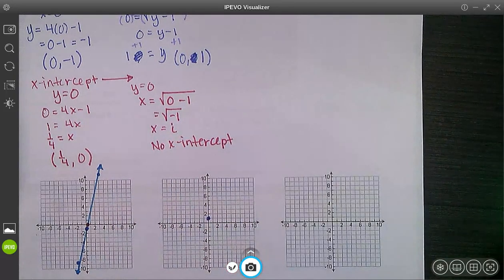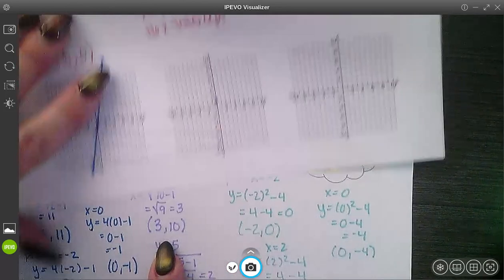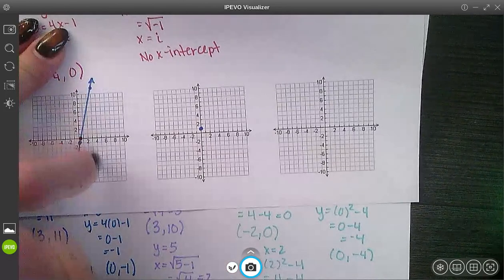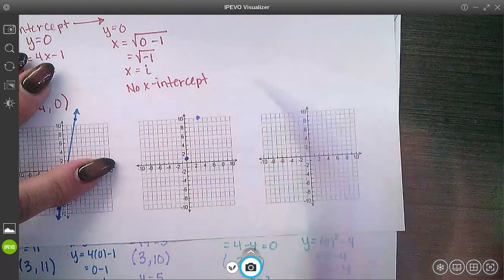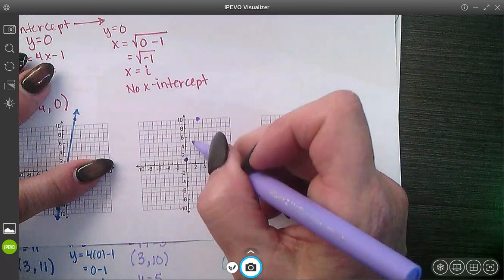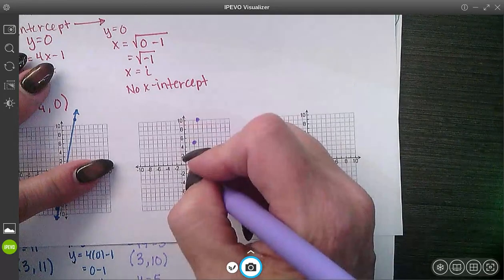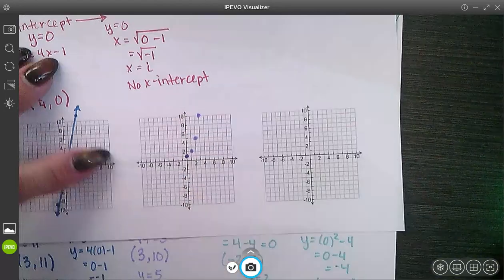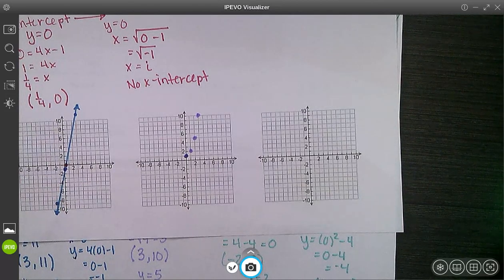Good thing I had some extra ordered pairs from my other page that I can plot. So I'm going to plot (3, 10) on my graph. So go over 3, up 10, put a point. And then (2, 5) is another one. Over 2, up 5. And (1, 2). Okay. I can't put any values that are smaller than 1 in there because I would get those non-real numbers.